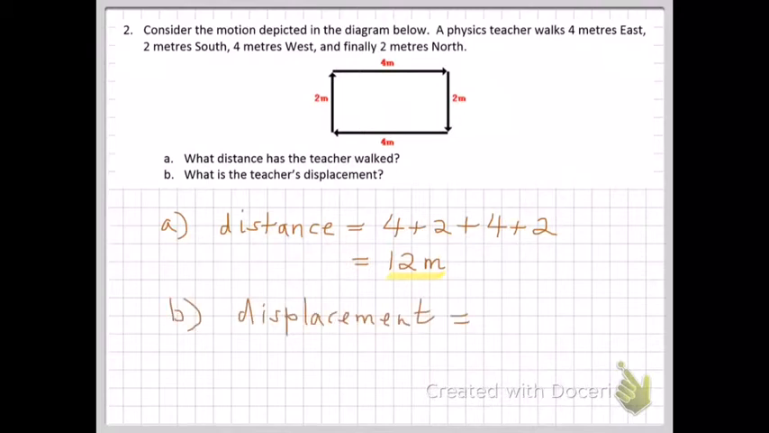For part B, displacement is the change in position. So we're looking at the difference in position from the start point to the finish point, and if you interpret the question carefully, you'll notice that the teacher ends up back at exactly the same place, which means the displacement will be 0 meters. There's no need to talk about direction here because the displacement is 0.